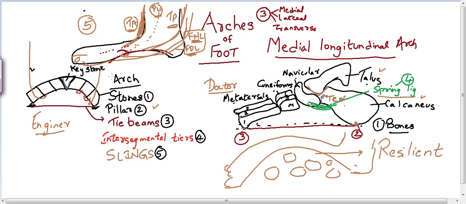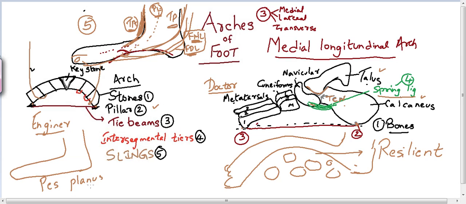So what happens if any one of these is damaged? Let's see this last portion. If you are interested, please listen to this. If the foot is like this, it's called flat feet, also called pes planus. So why does this happen? Somebody will have a doubt why this pes planus happens. See, a problem in any one of these, either the stone, pillar, tie beam, intersegmental tire or slings, or the nerve supplying the slings can result in pes planus.